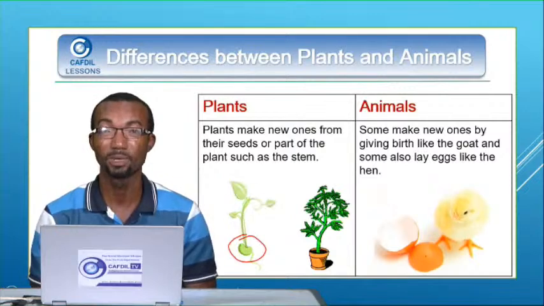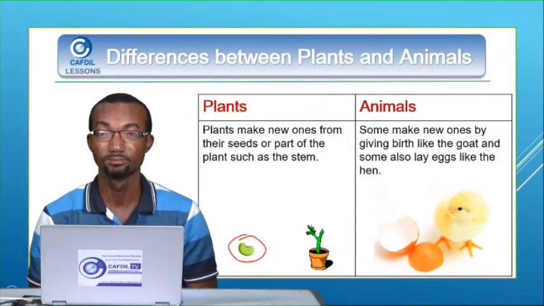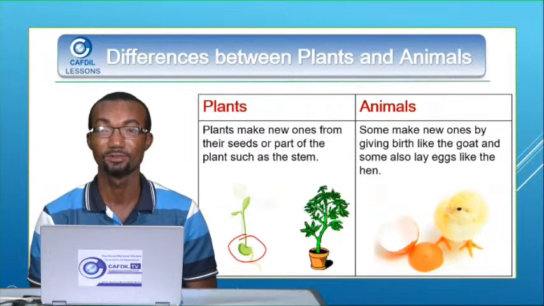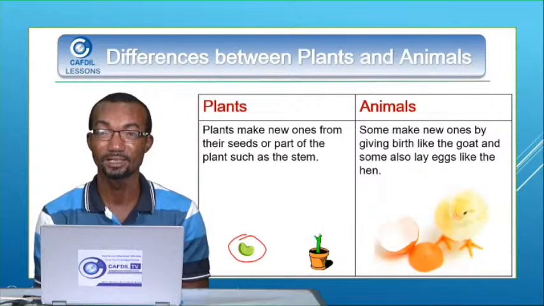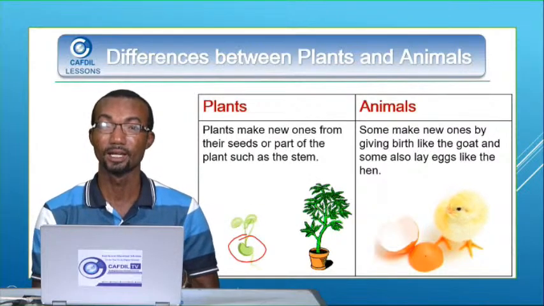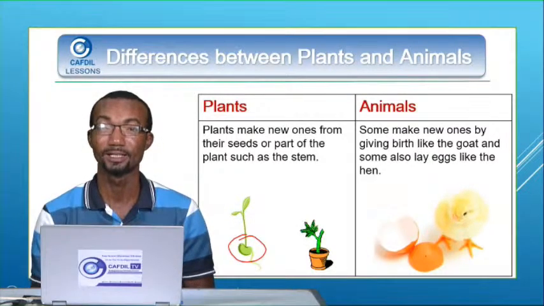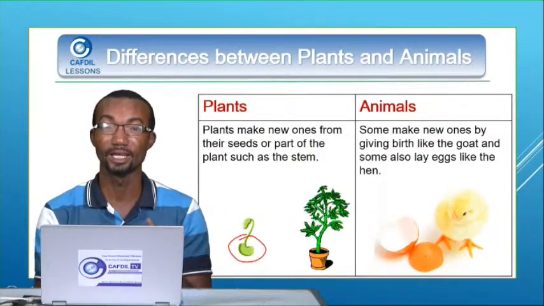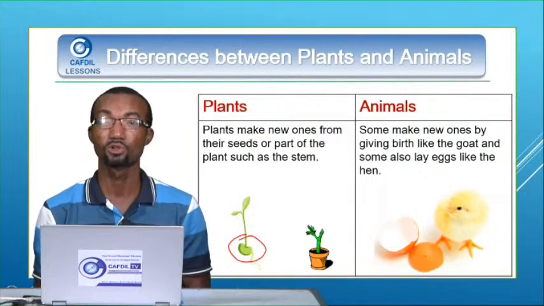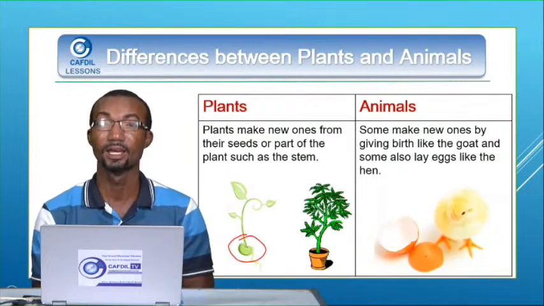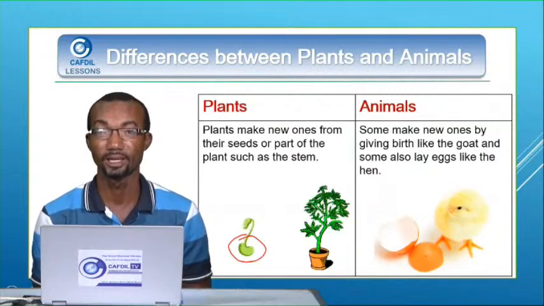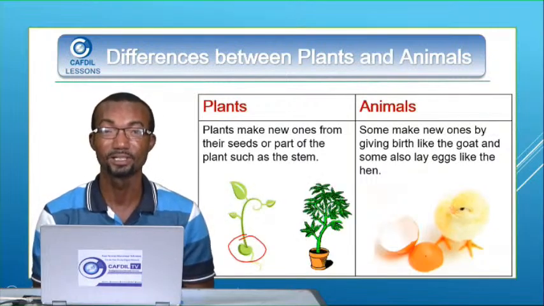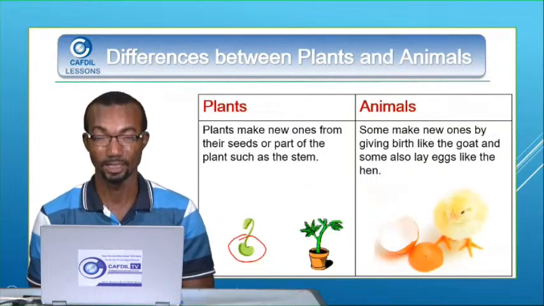And when you come to animals, animals give birth. Some also hatch from eggs, as you see. So when you take the chick there, apart from the hen, the duck also gives birth by using what? The eggs. The ostrich also gives birth by laying eggs and then hatching from the eggs. So these are some of the differences between plants and animals.